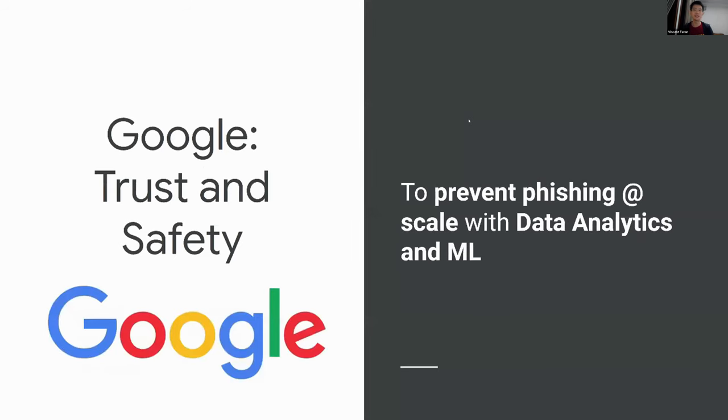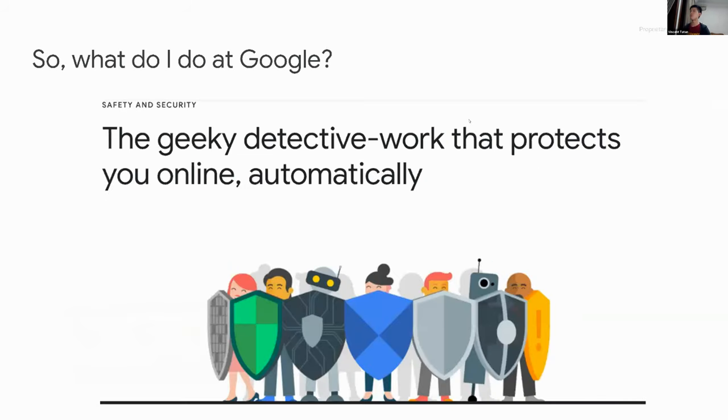So what do I do at Google exactly? It's actually very simple: to prevent phishing at scale with data analytics and machine learning. What I do is protect users against web abusers. And how I do that is I do a bunch of geeky detective work, analyst work, and also ML engineering work, so that I can catch the bad guys and protect you online automatically.